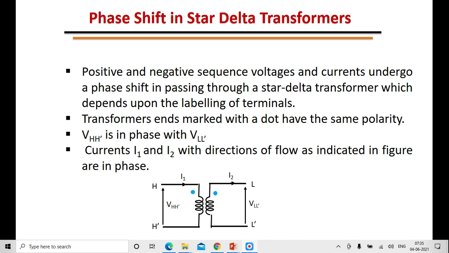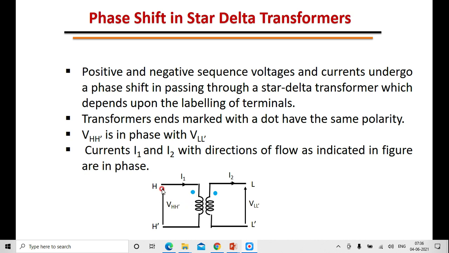Therefore, the transformer ends marked with the dot have the same polarity. I am taking a simple two winding transformer here. There is a dot convention, which you are already aware of. The ends marked with the dot have the same polarity, that is, at any given instant of time, this particular point has a higher potential. At the same time, this dotted end also has a high potential with respect to the other winding. That is the dot convention.